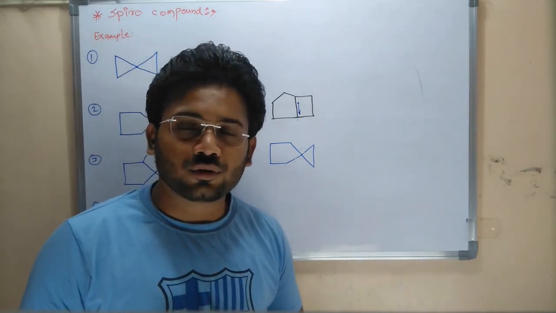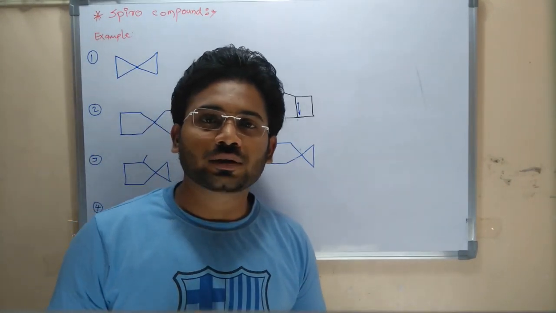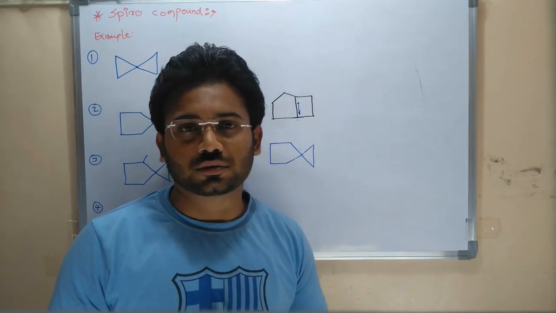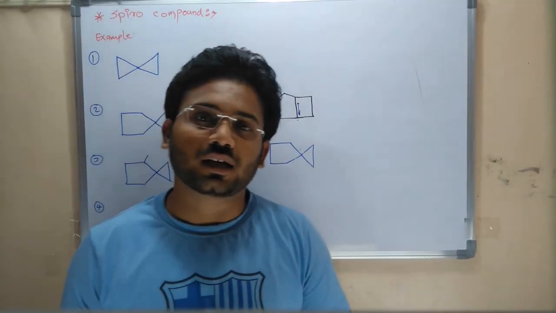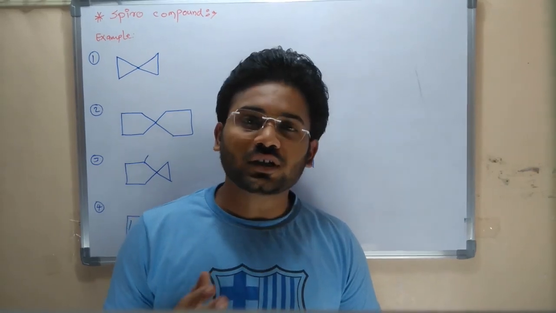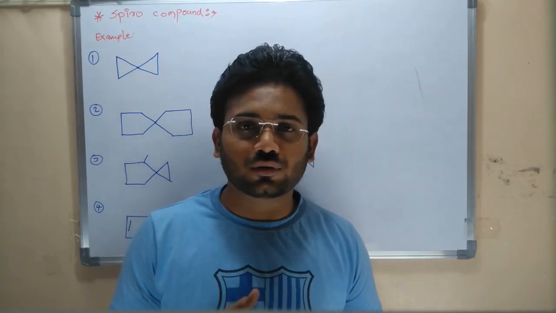In this video, I am going to discuss the IUPAC nomenclature of spiro compounds. In the last video, I discussed the IUPAC nomenclature of bicyclic compounds. So what is the difference between the bicyclic compounds and the spiro compounds?